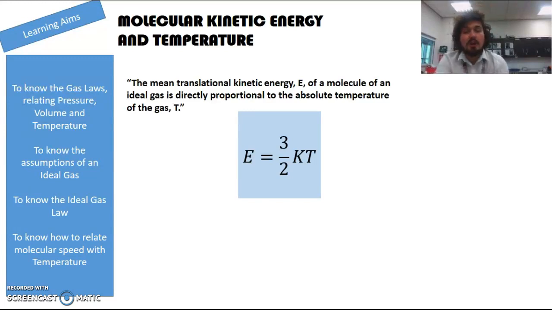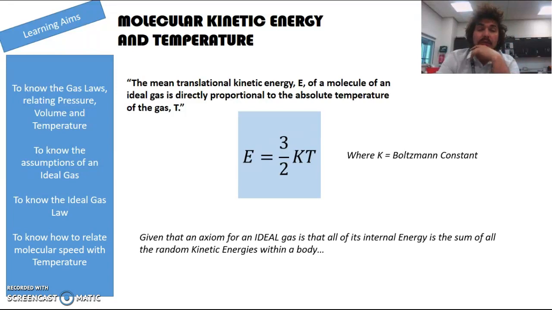So E equals 3/2 kT. So you can see that 3/2 k is just a constant, and that E is directly proportional to T. So the average kinetic energy of any particular gas molecule is solely dependent on the temperature of the gas, not any other traits of the gas whatsoever. Now that makes sense because we know that temperature is a measure of kinetic energy. But here's more proof that it is. And where k is the Boltzmann constant.